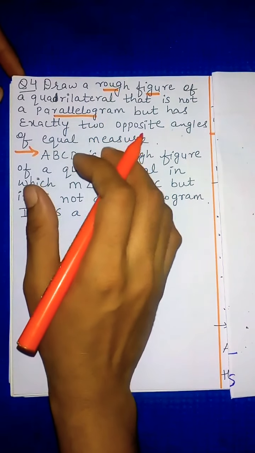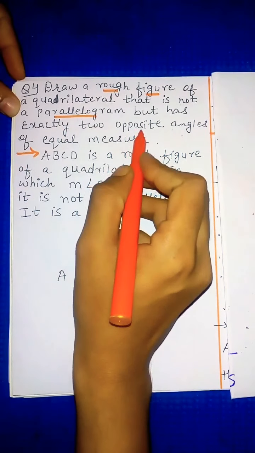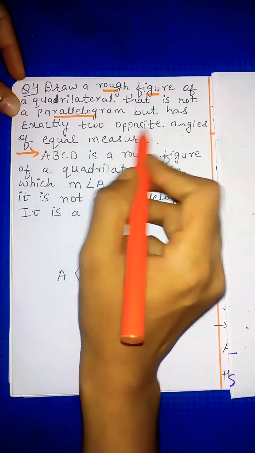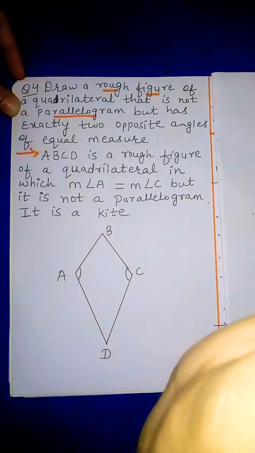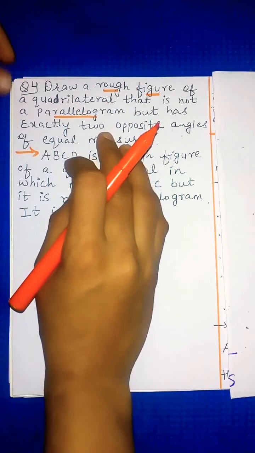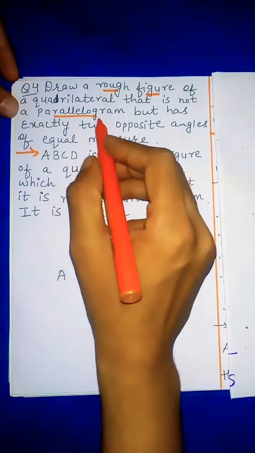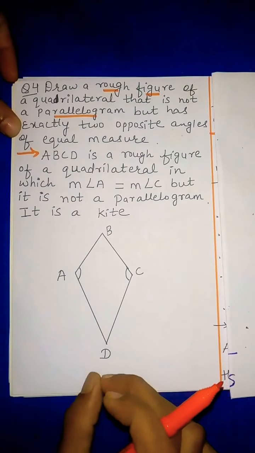The condition is already given that it is not a parallelogram but has exactly two opposite angles of equal measure. Now in a parallelogram, we know the property that pairs of opposite angles are equal. But here they have told that it is not a parallelogram. So first of all, our figure will be like this.